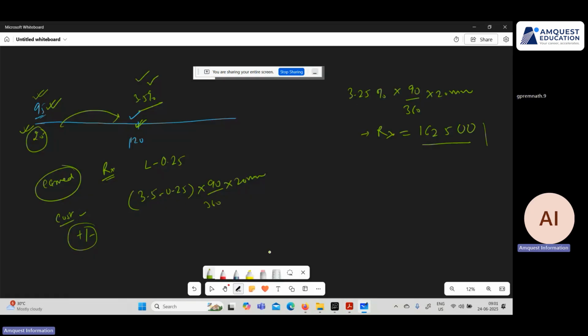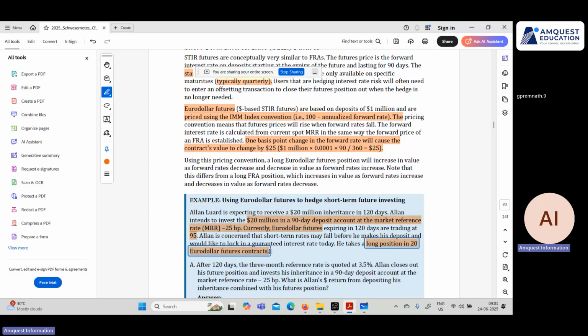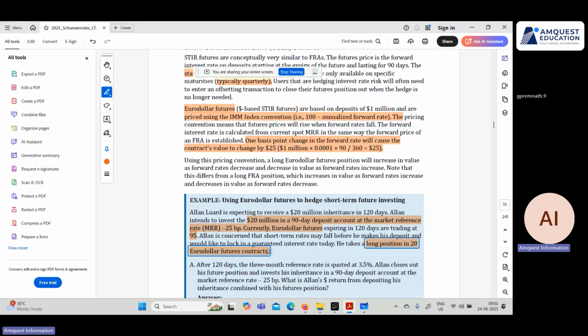So can I say that he is long 20 contracts at rate 95? But the idea is, I want to know what the value would be after how many days? After 120 days, because that's how it's going to expire, right? So if I'm long 20 futures contracts, I want to know how my future value would look after 120 days. It says that the 3 months reference rate is quoted as 3.5.